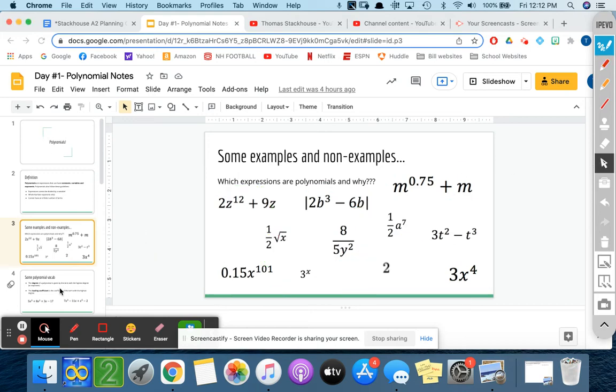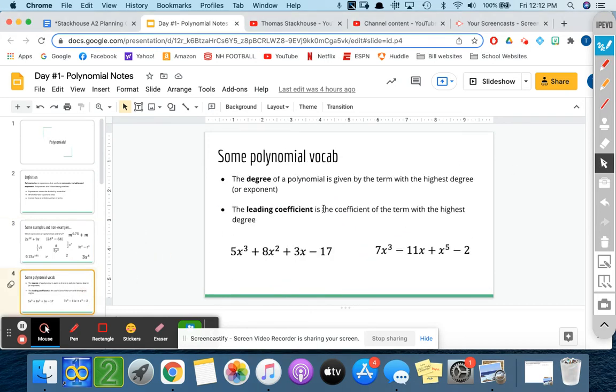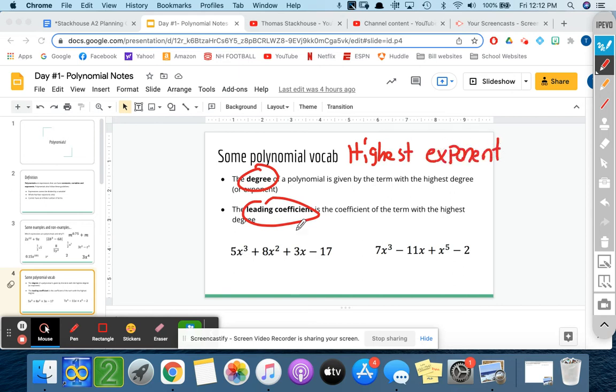Some vocab you're going to hear me talk about a lot in class: the degree and the leading coefficient. Very, very simple, but you just got to be able to see them. The degree is the highest exponent. So as you look at your list, you're just looking for the highest exponent. This left example is easier because it's in standard form, so high to low already. We can look at this left example and say the degree is equal to 3 because it's the highest exponent.